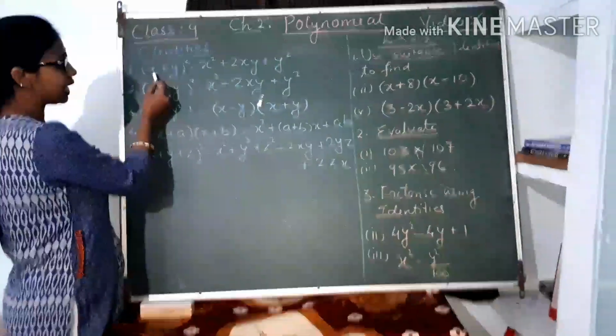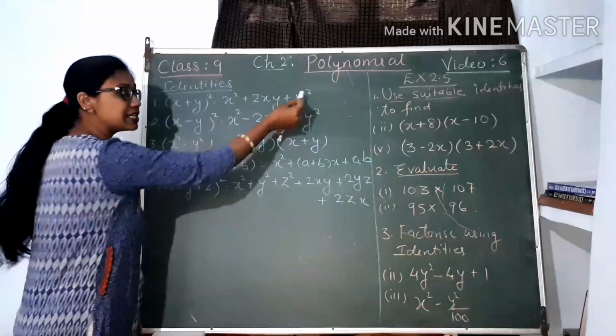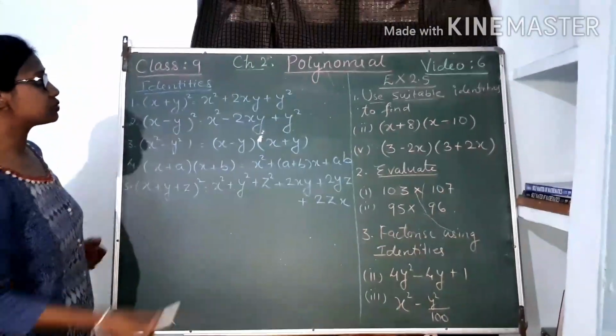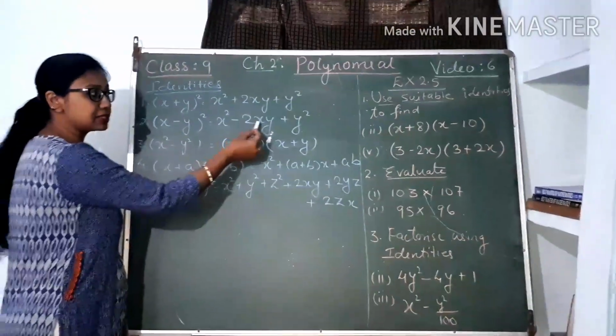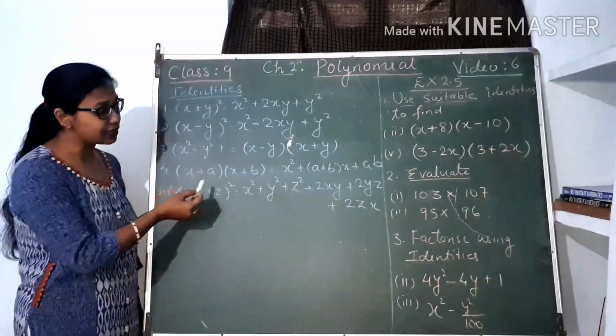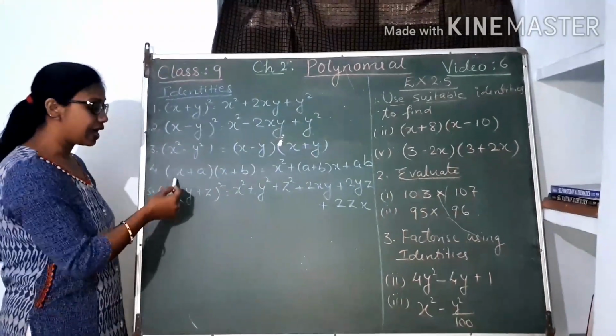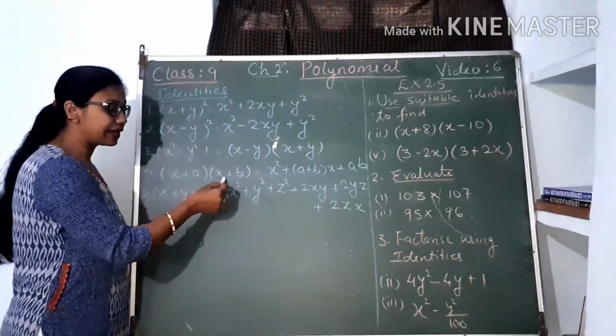Identities. Number 1, (x plus y) whole square is equal to x square plus 2xy plus y square. (x minus y) whole square is x square minus 2xy plus y square. x square minus y square is equal to (x minus y) into (x plus y). (x plus a) into (x plus b).